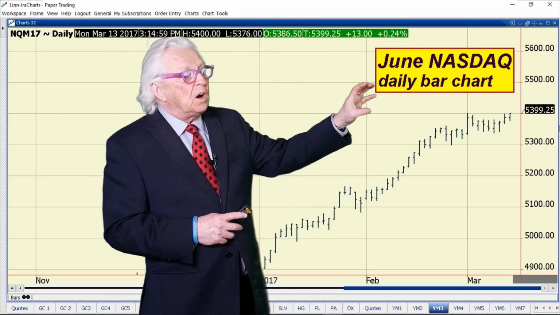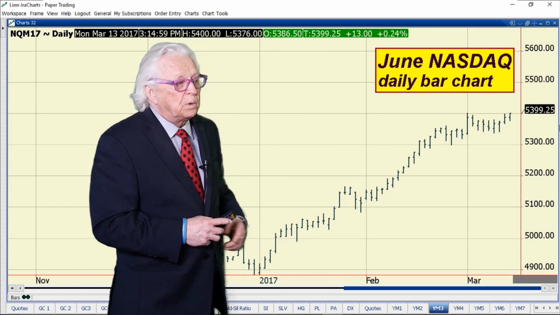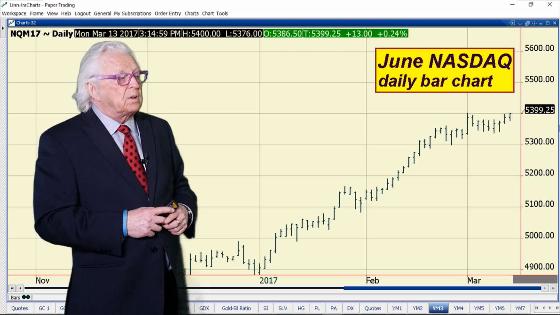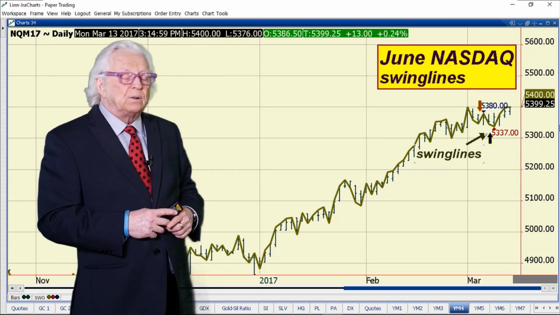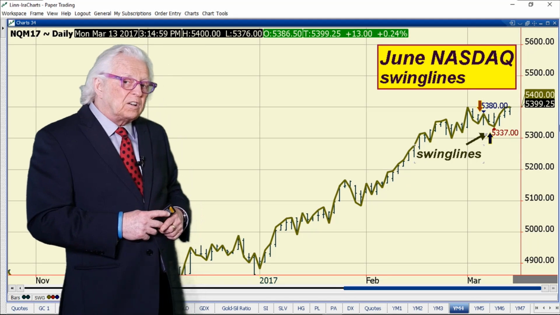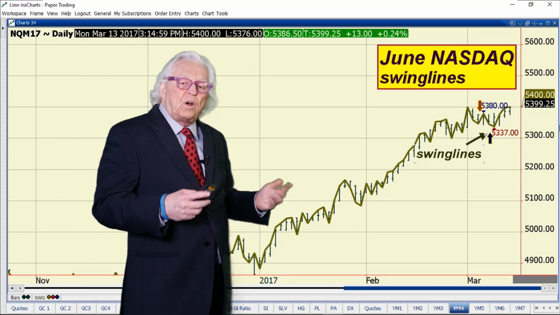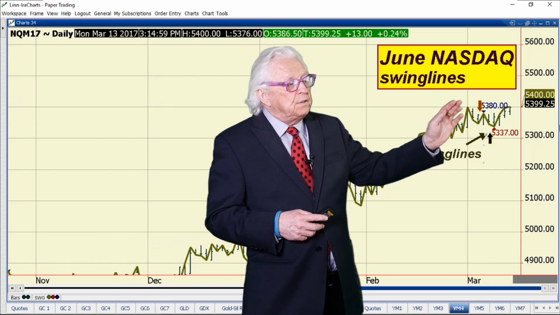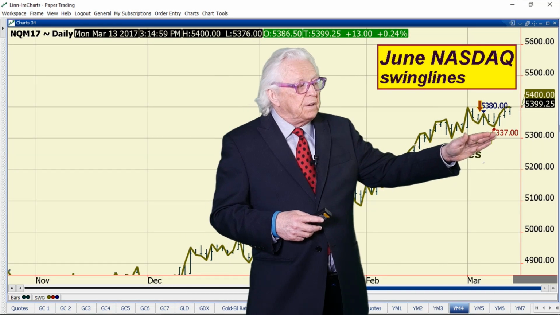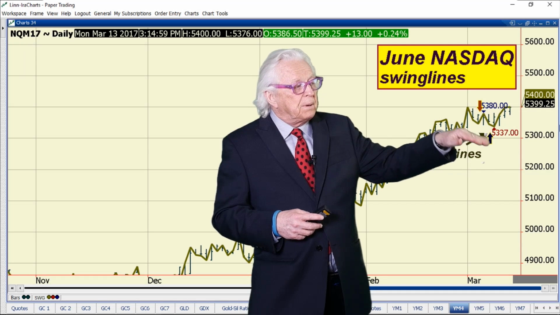When I come to just a daily bar chart, here's what the picture looks like. As you can see, you're knocking on the door of all-time highs, which people aren't talking about. But getting there has been an ugly pattern. It's almost as though the momentum has fallen apart. The market got up here at the 5,400 level, sank back to 53.37, and came back up here.